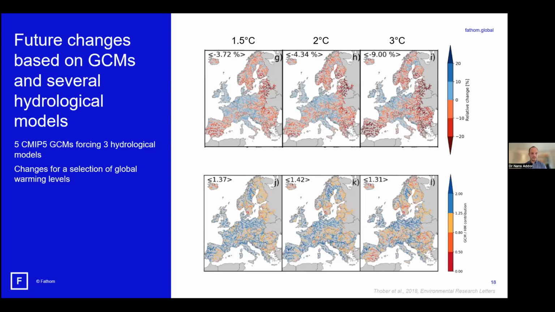The bottom panel is also interesting. When you see yellow, it means that the contribution of the hydrological model to the uncertainty is as large as the contribution of the climate models. So it really shows the importance of using more than one hydrological model.